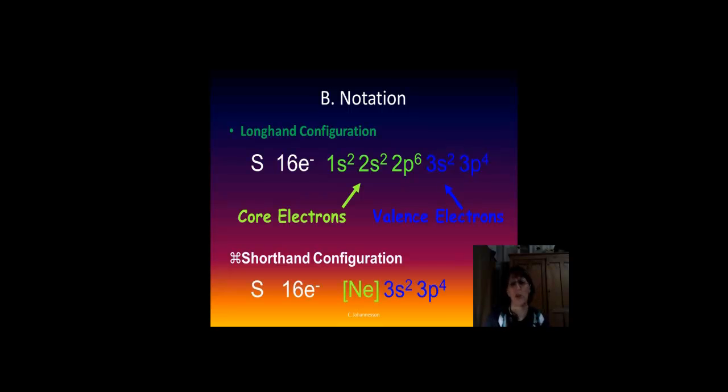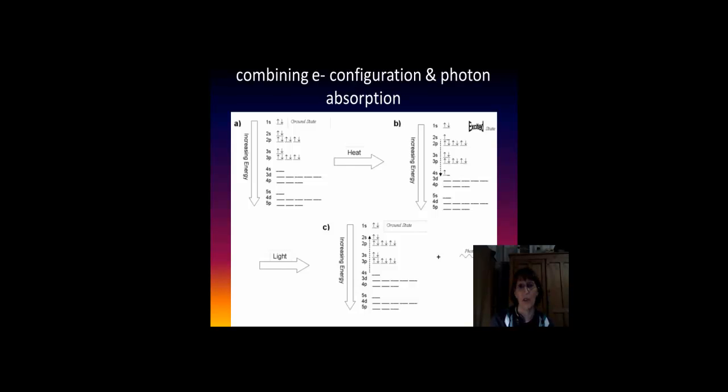Now if we want to make a shorthand notation, we would go with neon, because neon's the core. It goes up to there and everything's full up to the core, and then we add on the valence electrons. So that's just a different way of writing it. We'll probably focus on not worrying too much about the shorthand configuration of it. Alright, you can also see these written in more than one way.